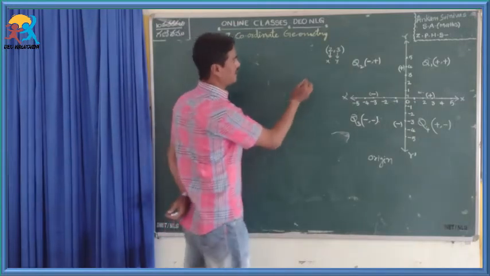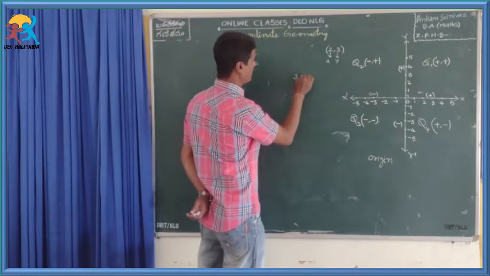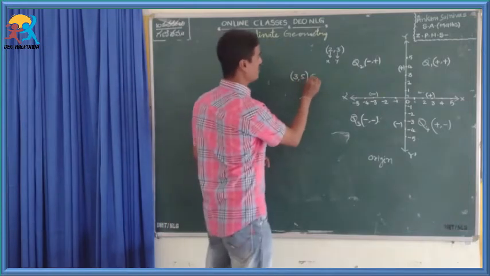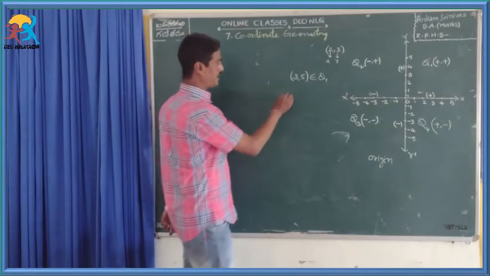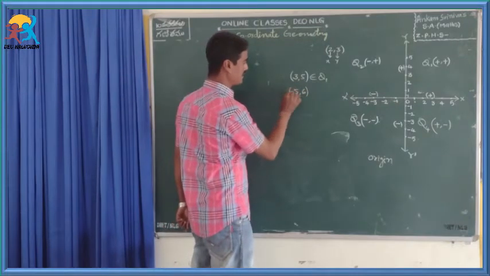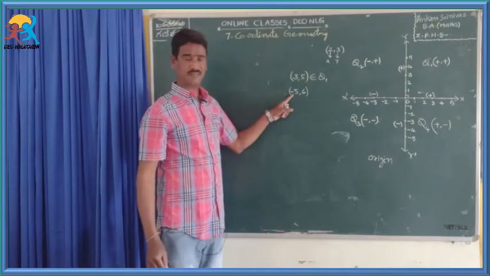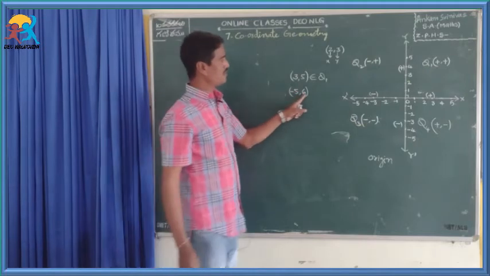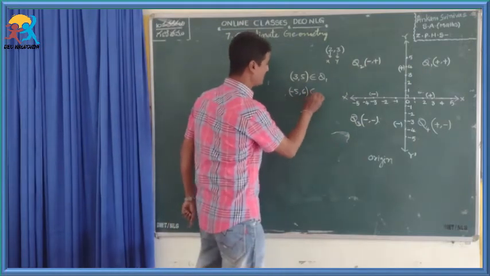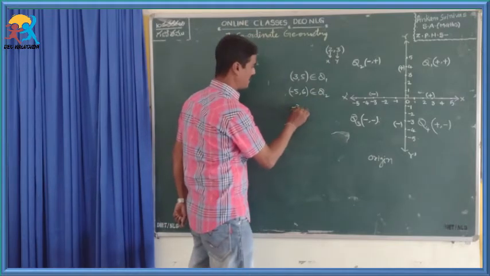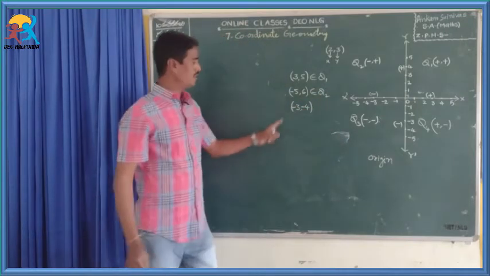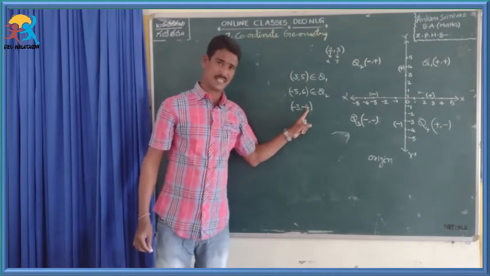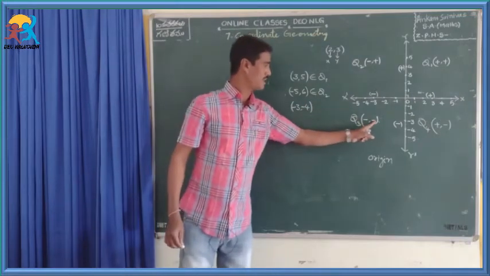Suppose I take 3 comma 5. 3 is positive and 5 is positive. This belongs to quadrant 1. Suppose I take minus 5, 6. The x coordinate is negative and the y coordinate is positive, so minus and plus. This belongs to the second quadrant. If I take minus 3, minus 4, the first sign is minus and the second sign is also minus. Minus comma minus belongs to the third quadrant.